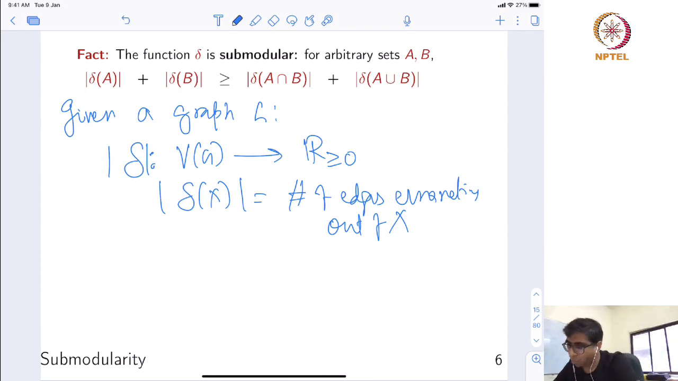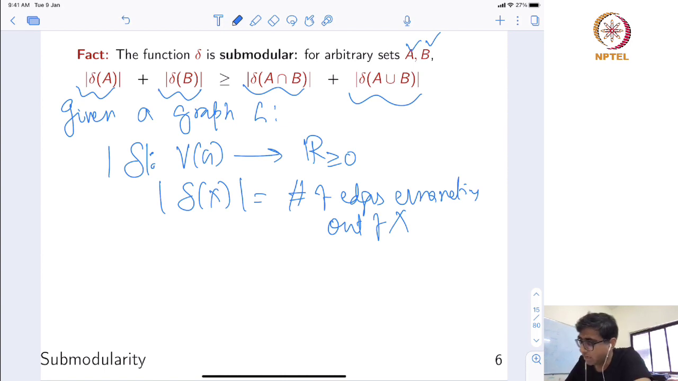So what is the meaning of the delta function being submodular? Basically we need to show that if you look at two sets A and B, for arbitrary sets A and B, the contribution of A and the contribution of B is larger than or equal to the contribution of A intersection B plus the contribution of A union B. Okay, and a function satisfying these properties is called a submodular function.